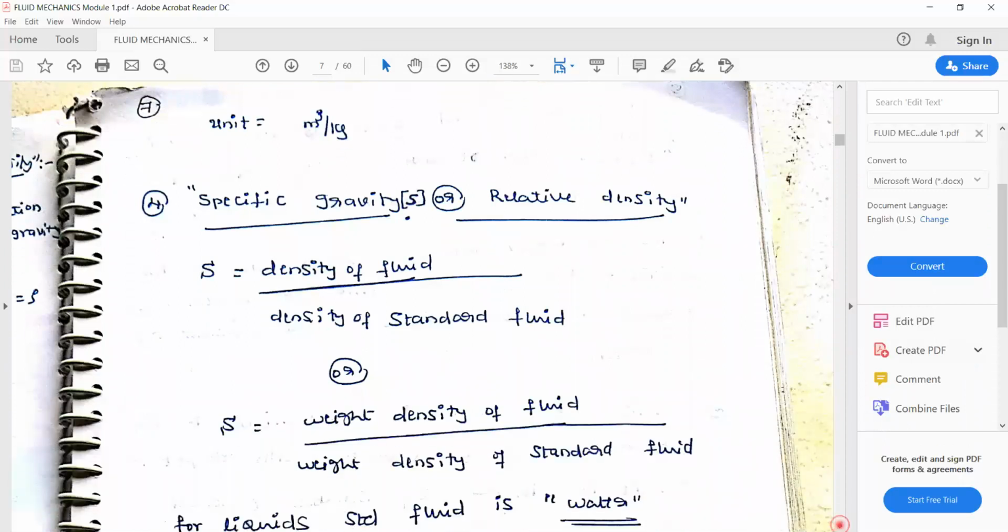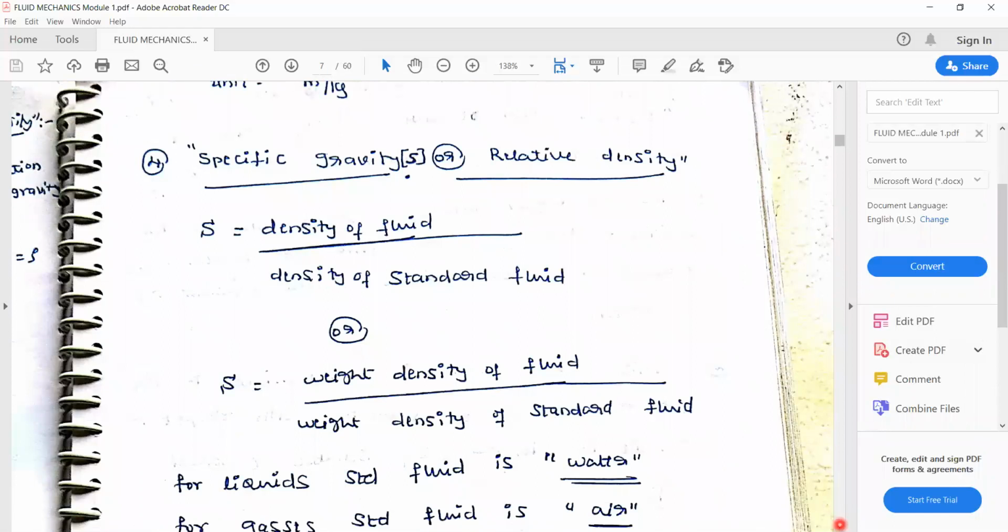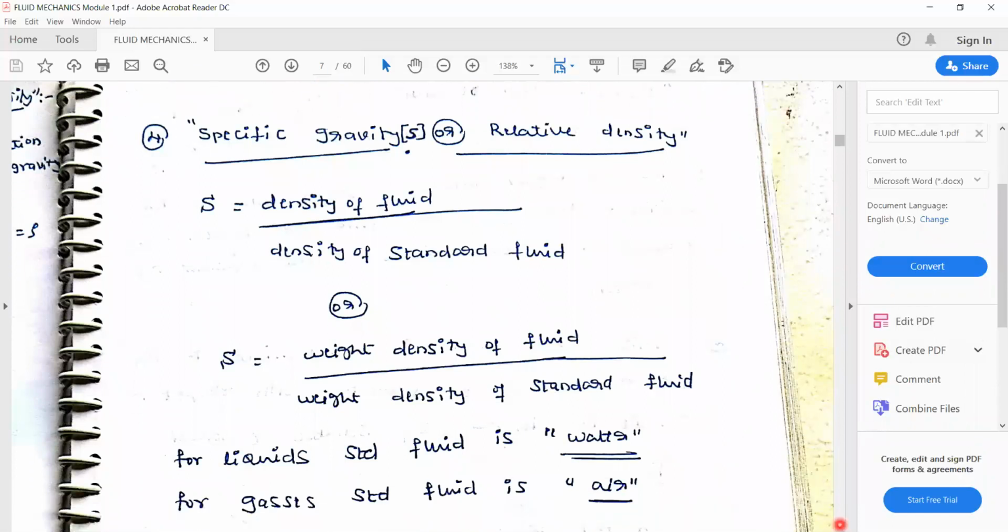What is the meaning of relative density? As the name itself indicates, relative means we are comparing one density with another. Here you can observe the specific gravity definition, that is density of the fluid divided by density of the standard fluid. Or one more definition is there, that is weight density of the fluid divided by weight density of the standard fluid.